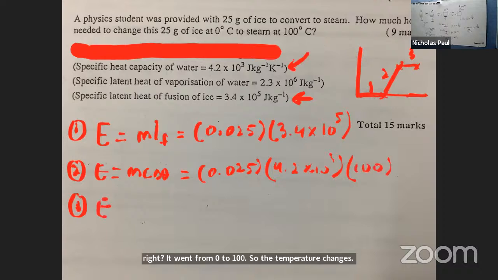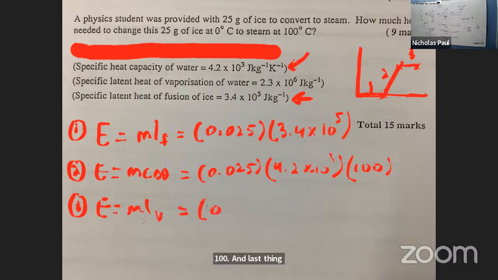And last thing, E is equal to m L_V. So that's 0.025 by L_V, which is here, 2.3 by 10 to the 6. Add them all up, and you'll get your final answer.